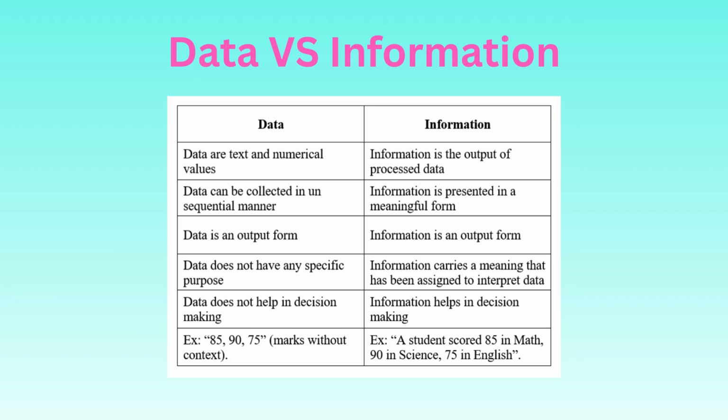Next, data does not have any specific purpose, meaning data cannot be used in decision-making or as a reference. Telling any reference to any person cannot be done by using data, whereas information carries a meaningful manner that will help others. If we tell particular information, that will help the other person understand it in a better way. But data cannot do that. And information carries a meaning that has been assigned to interpret data. Whatever meaning the information carries, that will be assigned to interpret a particular thing or data.